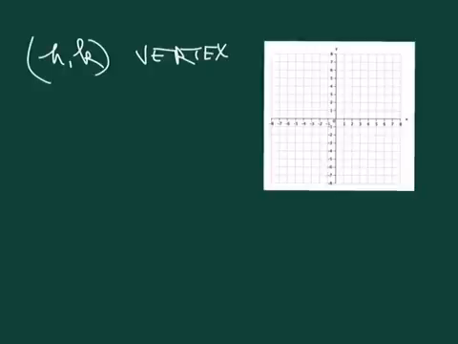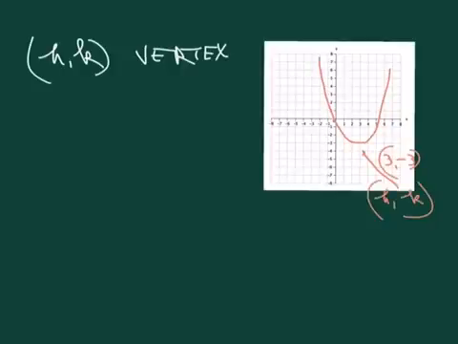Okay, so there's my graph. And if I have a parabola that does that, my vertex is right there. That's at point (3, -3), right? This is my h, that's my k. My x coordinate is h, my k coordinate is my y.